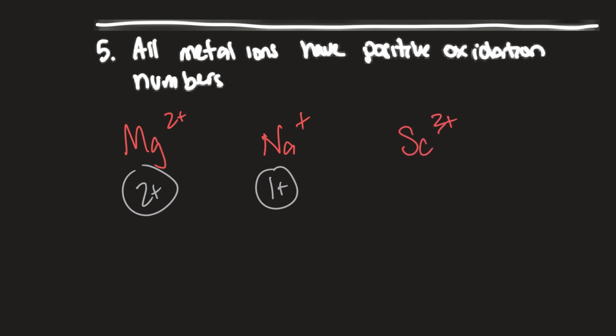Its oxidation is +3, right? And so anytime you have a metal ion, it will have a positive oxidation number, all right? And typically it tends to be its charge, okay? Just like we talked about the last one.